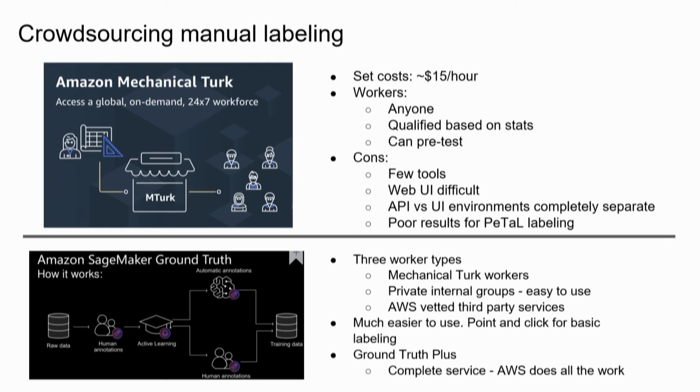You can also use private internal workers. So for example, just as a test, we used Colleen and a few other people to try out the service. They don't get paid through that, but it's a way to use the Ground Truth service to collect data. But the way that we really wanted to use Ground Truth was through some vetted third-party services that do labeling as their job.